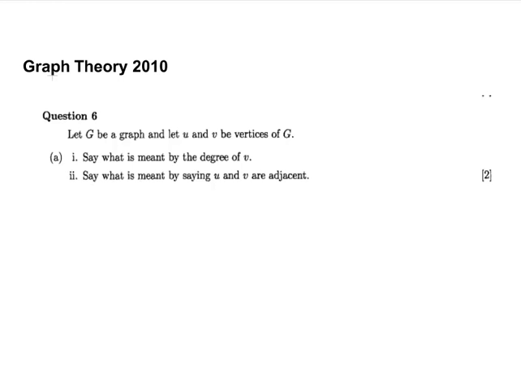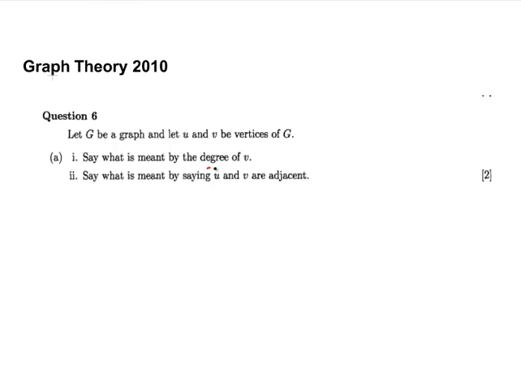So in this presentation we're going to look at graph theory. This is the 2010 question. We're going to start off with some short questions. Let G be a graph and U and V be vertices of graph G. And first off, say what is meant by the degree of V.